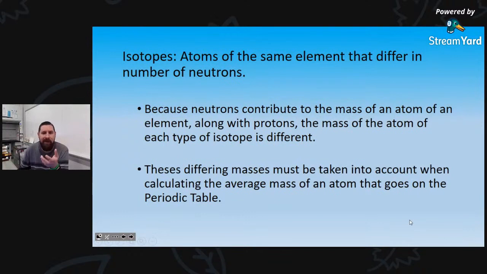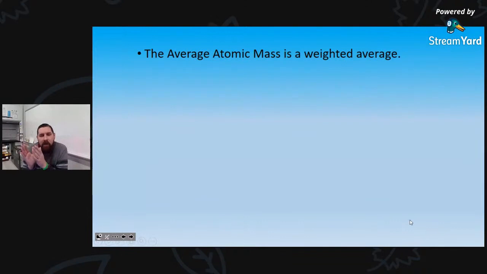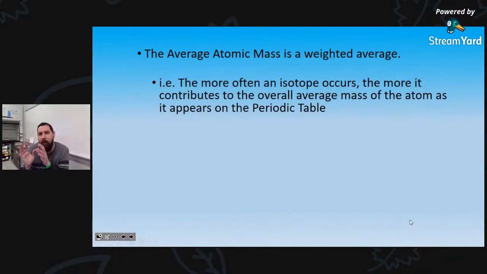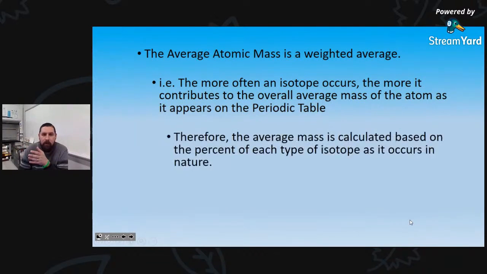Problem is, it's not just any type of regular average, where you just add up values and then divide by how many values you added. Instead, when we talk about the average atomic mass of an element, we're talking about a weighted average. This means that the more often an isotope occurs, the more it contributes to the overall mass of the atom as that mass appears on the periodic table. Therefore, the average mass is calculated based on the percent of each type of isotope as it occurs in nature.